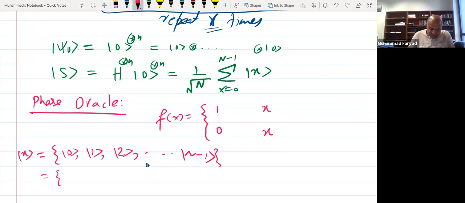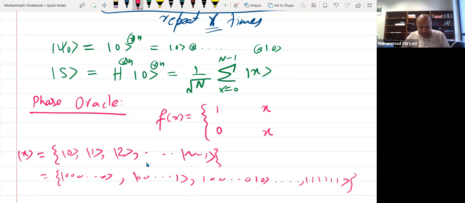And just remember, the 0 means really 0, 0, 0, 0. This 1 means 0, 0, 0, all the way to 1. 2 means 0, 0, 0, 0, 0, 1, 0, and so on. N minus 1 means 1, 1, 1, 1, like this. So this x is just an index.